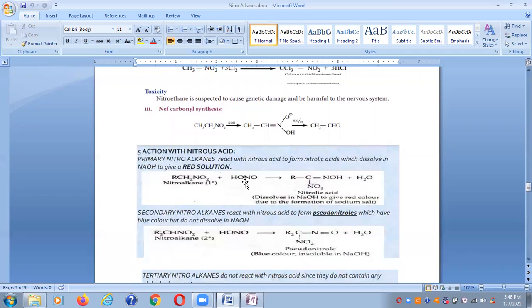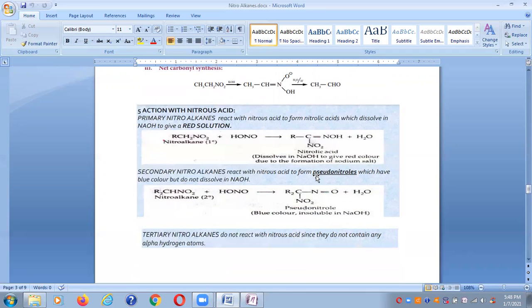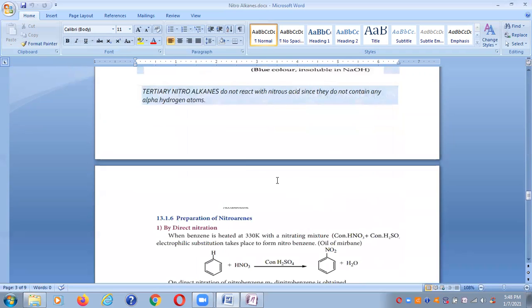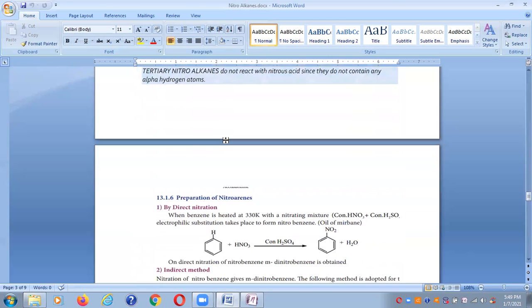Primary nitroalkanes first give the nitrolic acid, or we can say oximes, and after that it is soluble in NaOH and imparts a red color. Secondary nitroalkanes only give the first step and they are insoluble in NaOH, whereas tertiary nitroalkane doesn't give the first step, that is the reaction with HNO2. So by means of this we can identify the primary, secondary, and tertiary nitroalkanes.